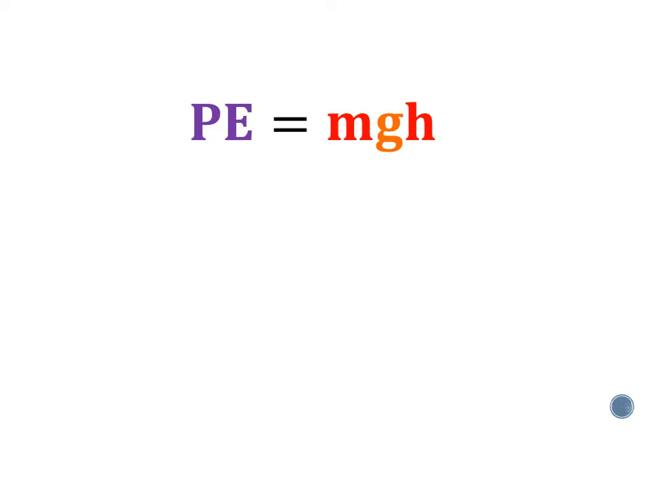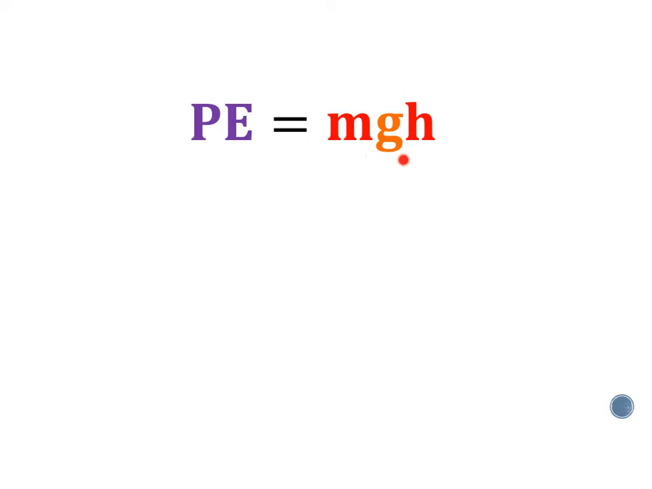Now we're going to use potential energy to solve for mass. And the first thing that we need to do is to rearrange our equation. So here's our basic equation for potential energy, mass times gravity times height. And I want to solve for mass. I can actually do that in one single step.